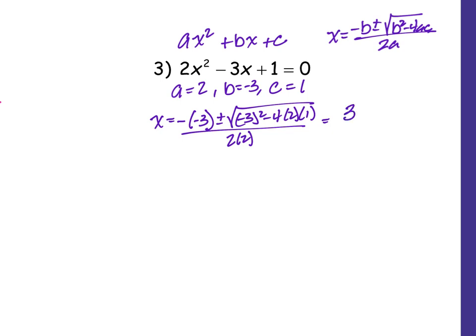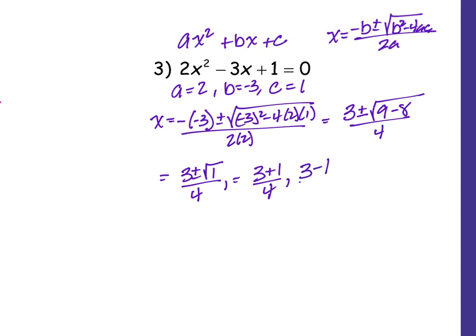So then I've got 3 plus or minus the square root of 9 minus 8 all over 4, which equals 3 plus or minus the square root of 1 all over 4, which equals 3 plus 1 divided by 4, and 3 minus 1 divided by 4, because the square root of 1 is 1, yeah? So 3 plus 1 is 4, divided by 4 is 1. 3 minus 1 is 2, divided by 4 is 1/2. Done. Questions?